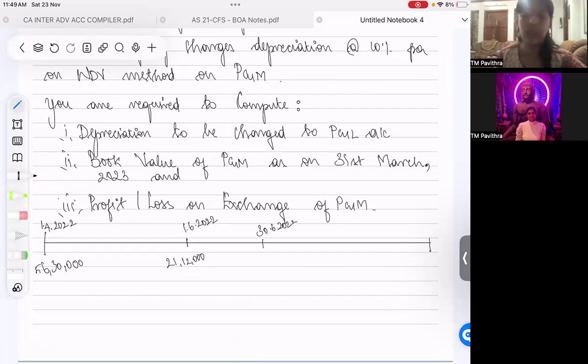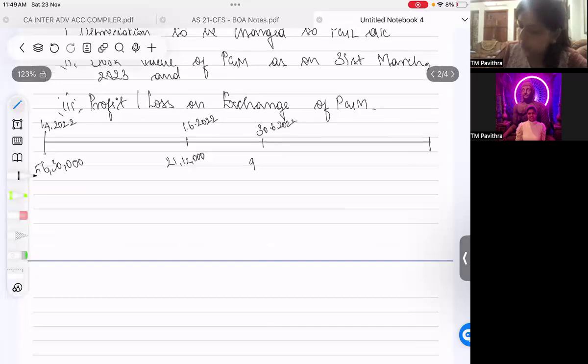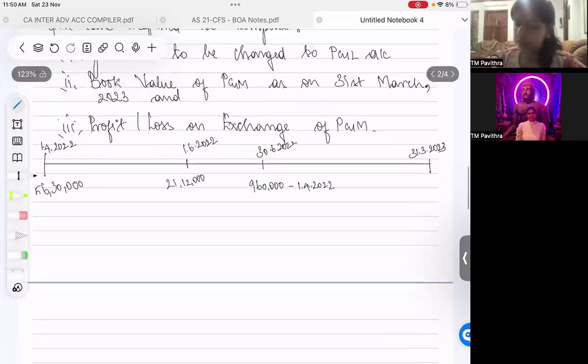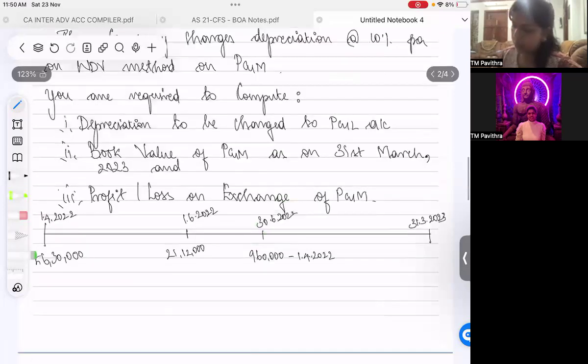Moving on, on 30/6/2022, we have made a sale and also we have bought some machinery in exchange for it. So the value of it is 9,60,000. This is the machine that we have sold off, but this value is as on 1/4/2022. We will have to arrive at the value as on this date, and then we will arrive at our value of profit or loss. Then we are required to find out the closing balance as on 31/3/2023. So this is the series of events which we are given. Let us start with this particular date.